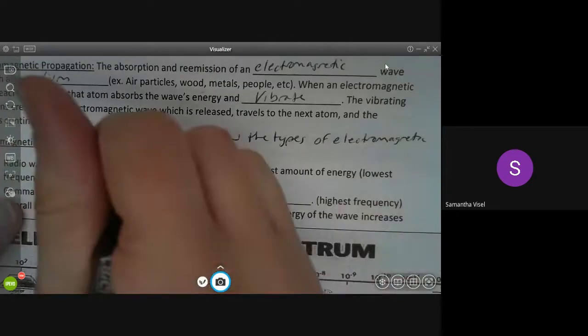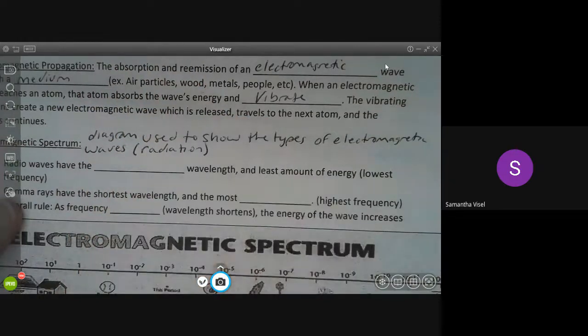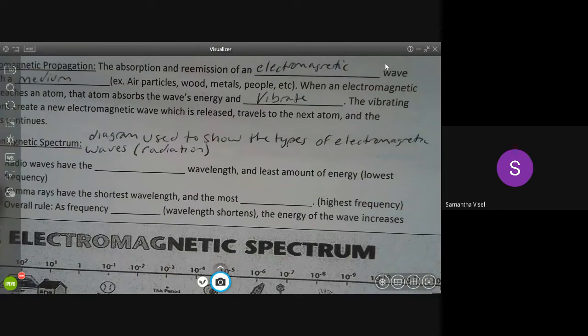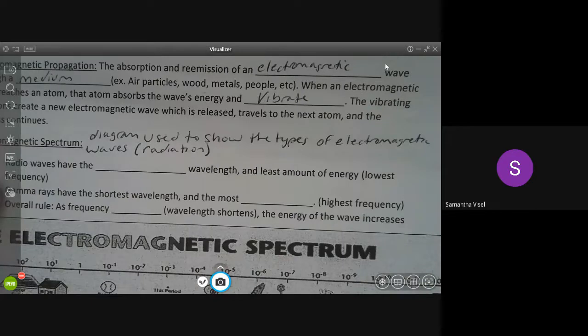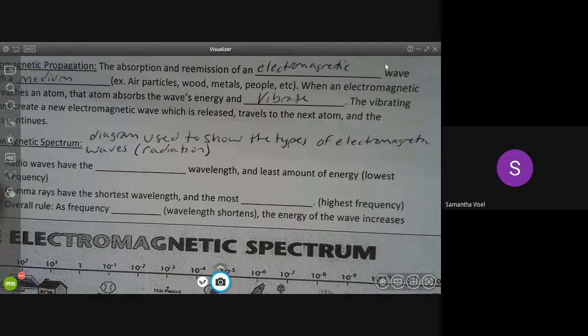And electromagnetic waves, we're going to put in parentheses here, radiation. Electromagnetic waves, no matter what form they are, are classified as a form of radiation. So generally when we think of radiation, we think of a bad thing. Some forms of electromagnetic waves are harmful, but there's plenty that are not. So the term radiation can get a bad rap because of all the negative forms of it. But just because something is a form of radiation doesn't necessarily mean that it's harmful.